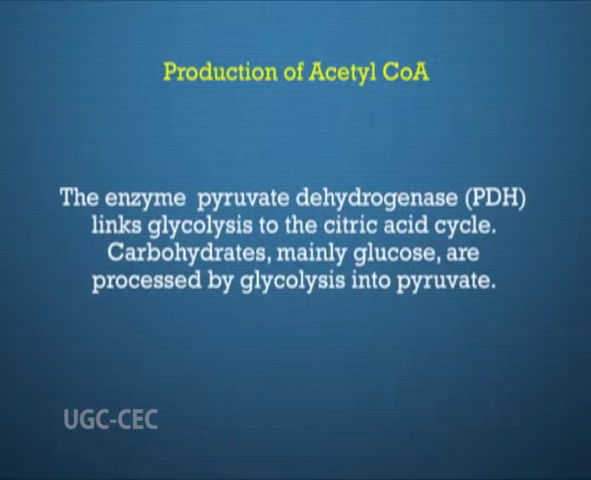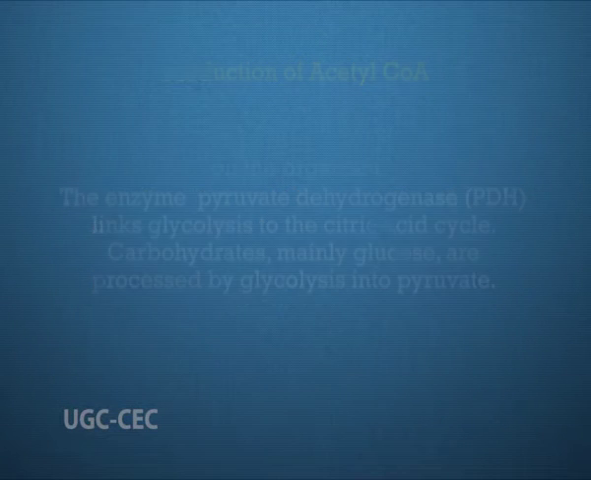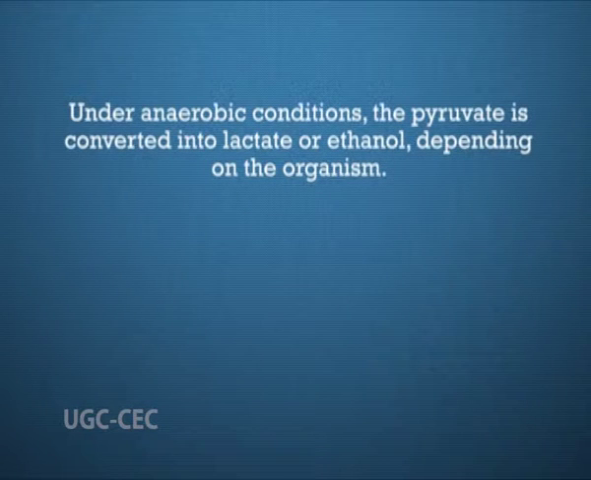The enzyme pyruvate dehydrogenase links glycolysis to the citric acid cycle. Carbohydrates, mainly glucose, are processed by glycolysis into pyruvate. Under anaerobic conditions, the pyruvate is converted into lactate or ethanol depending on the organism.